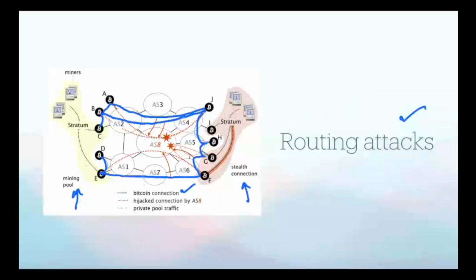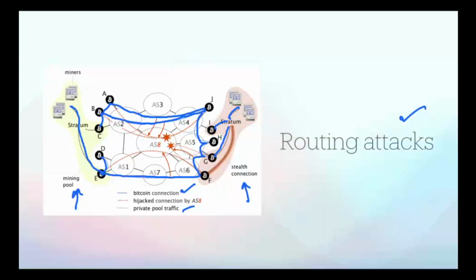Now there is some private pool traffic here. So this is the private pool traffic. This is private, this is private, this is private, and these are all private pool traffic. That means inside the mining pool and inside the stealth connection, this private pool traffic is running.